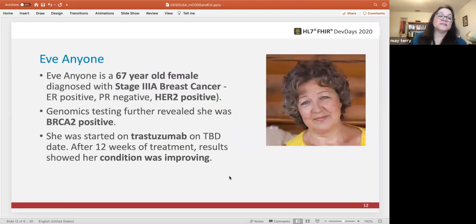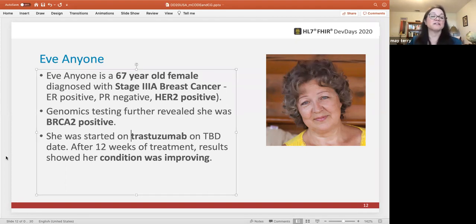Okay, so let's go through an example persona, and we'll kick it up a little bit more. Eve Anyone, just to give an example of how this would be represented. Eve Anyone is a 67-year-old female diagnosed with stage 3A breast cancer, and then here's some examples of prognostic factors that drove the staging. In this case, it'd be ER positive, PR negative, and HER2 positive. A different genomics test revealed that she was also BRCA2 positive.